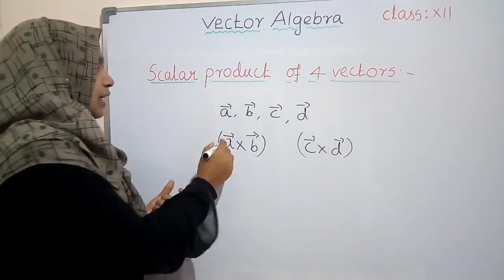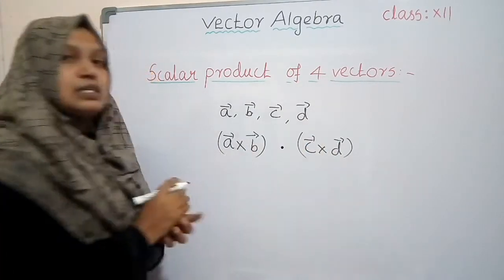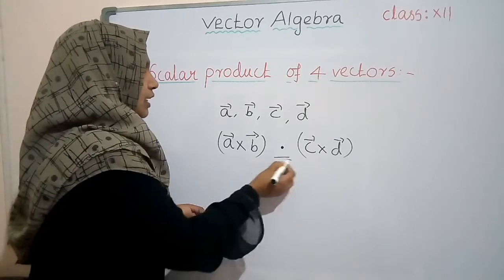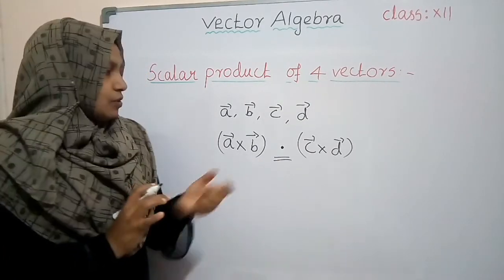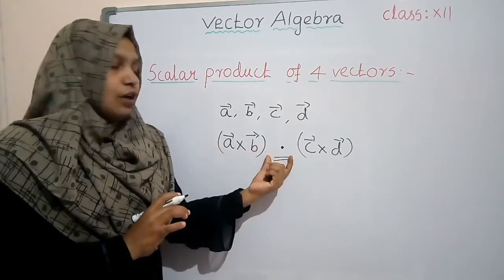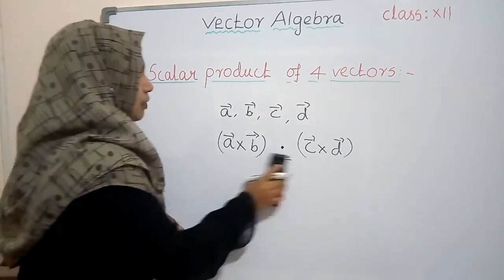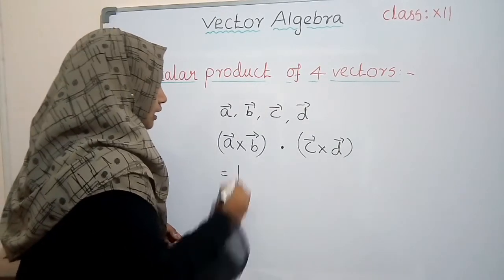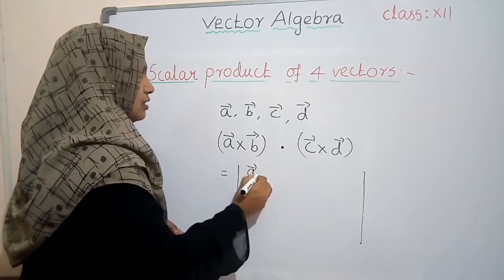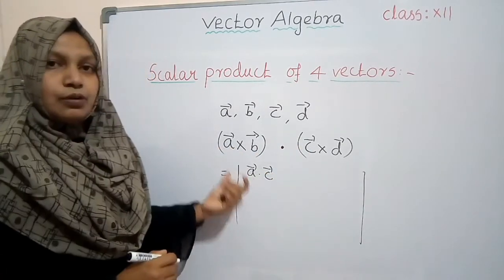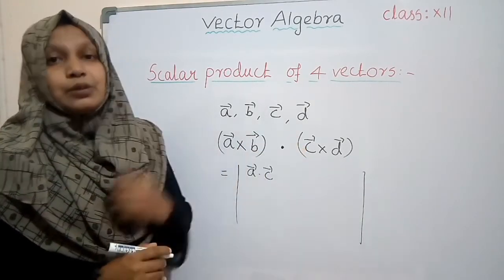Then it becomes A vector cross B vector dot C vector cross D vector. So here only we are defining the scalar product of four vectors. So it is A vector cross B vector dot C vector cross D vector. And this can also be written as A vector dot C vector, that is a 2 by 2 determinant. We are going to write this scalar product of four vectors as a 2 by 2 determinant.